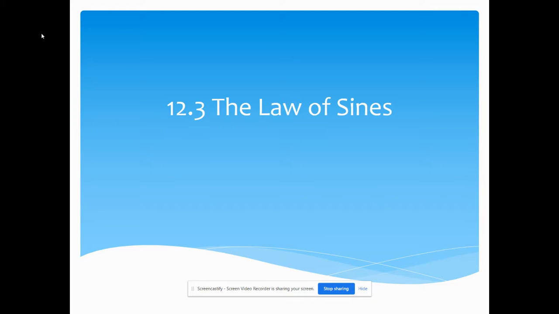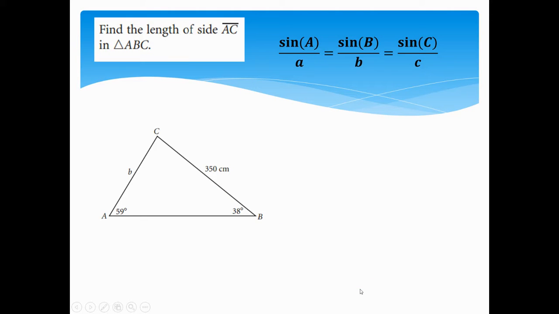So in this video, I'm going to go through the law of sines, which is also called the sine rule sometimes. So here we go. This rule is used for non-right triangles.